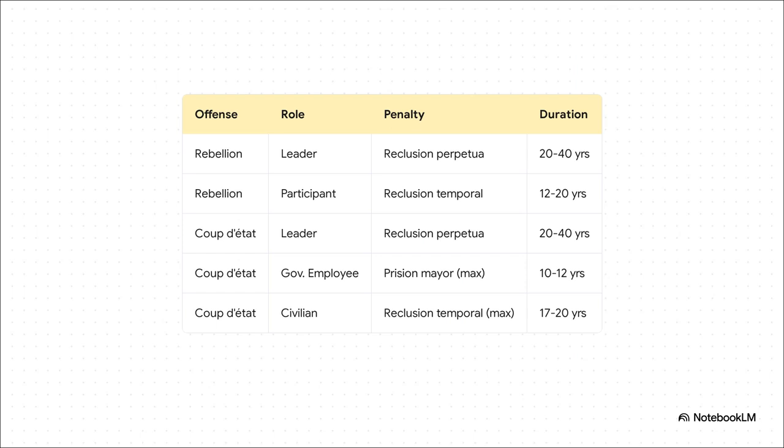So how does the law punish these two apex predators? Well, it throws the book at the leaders of both. We're talking up to 40 years. But here's where it gets really interesting. Look closely at the penalties for a coup. You see that special category for a government employee? The law singles them out. It's basically saying that for an insider, this isn't just a crime, it's a profound betrayal of their oath. And that betrayal comes with its own special price tag.